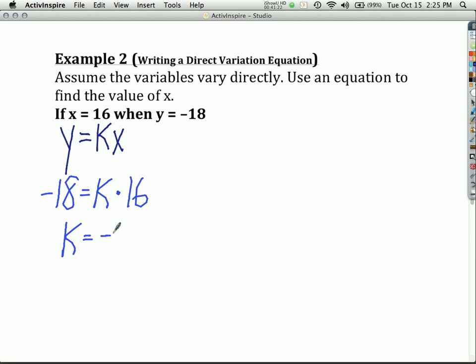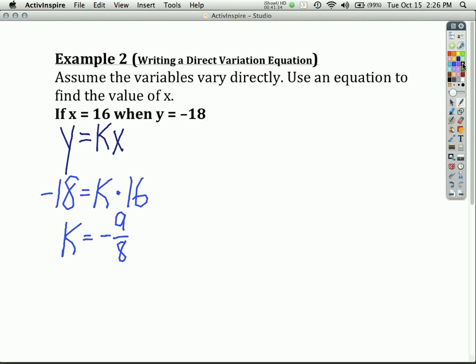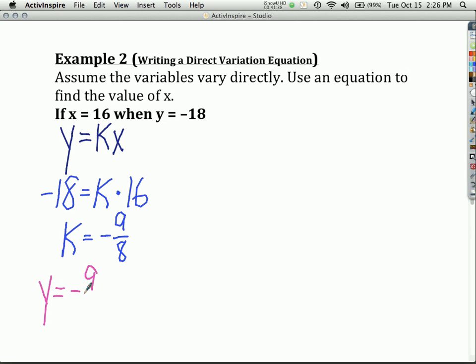Excellent. K equals negative 9/8. Outstanding. Not a big deal. But we need an equation. That's just a value for K. So now we have to plug that back into y equals kx, and we get y equals negative 9/8 x. So we got the equation.